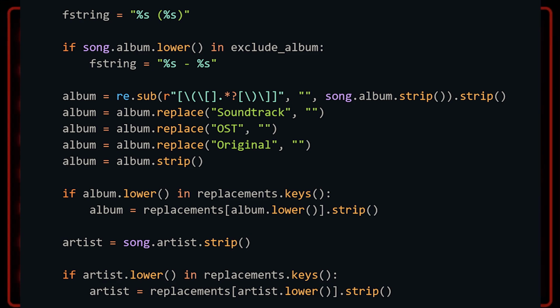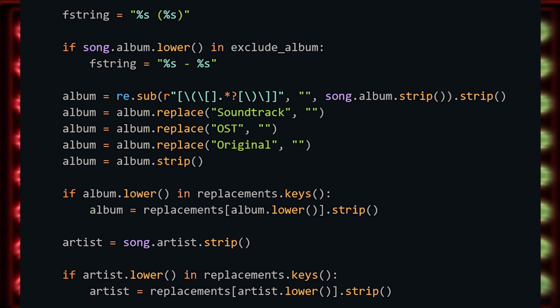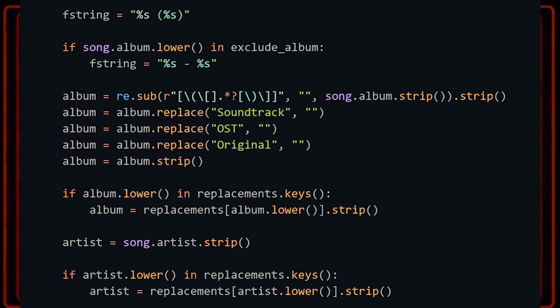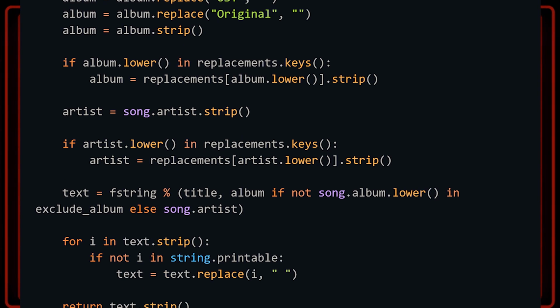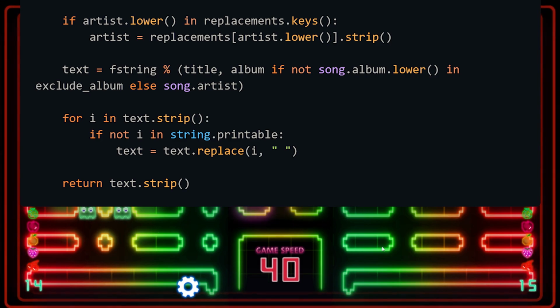Then the format album field is plugged into the replacements like the title was. Same thing with the artist field. Okay, we're almost to the end of the function, so just give it a second. But here, the text is combined with the F string.